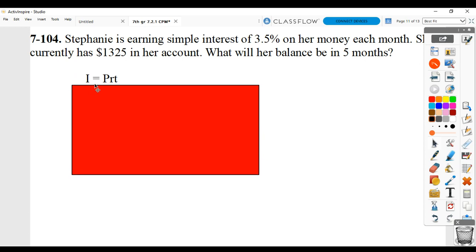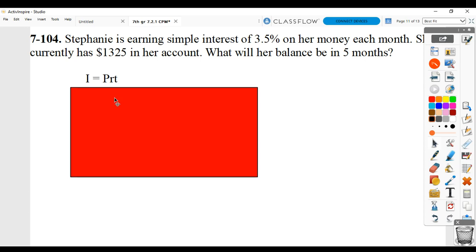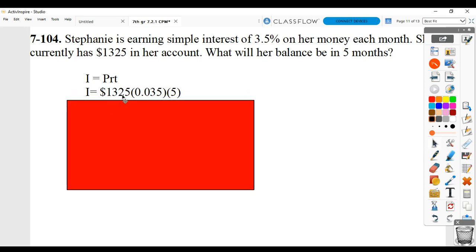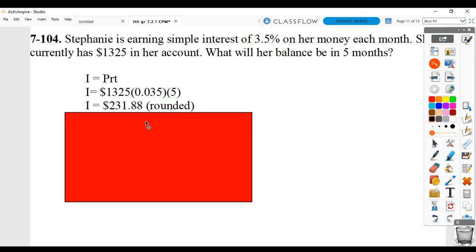Well, we know that interest equals the principal, which is the amount of money, times the rate as a decimal, times the time. So take the principal amount, which is here, times the rate as a decimal, move the decimal point 2 places to the left, times the time, which is 5 months. And you find that if you round that answer, you can use a calculator, you get this dollar amount.